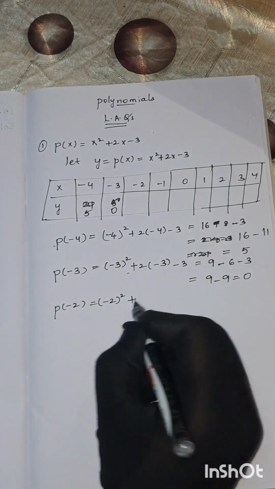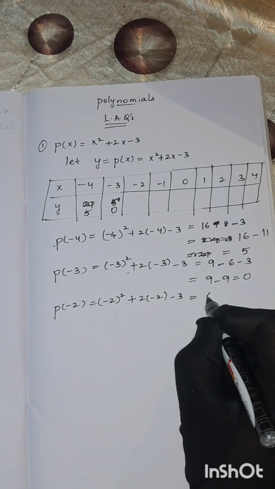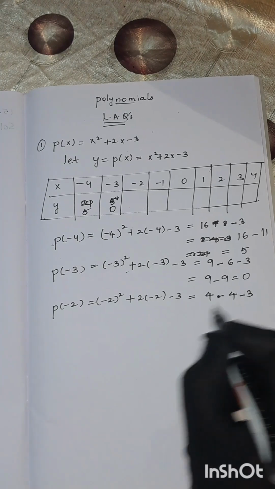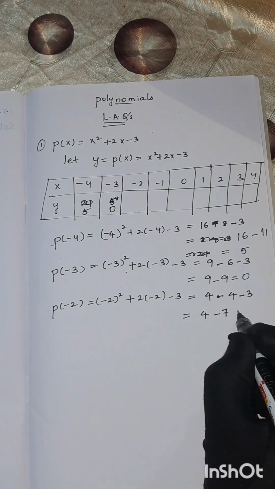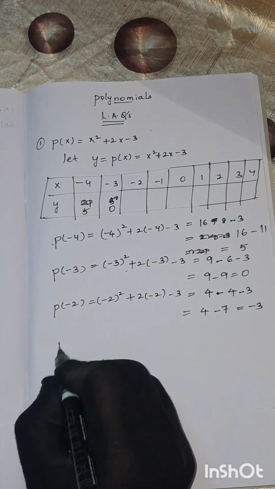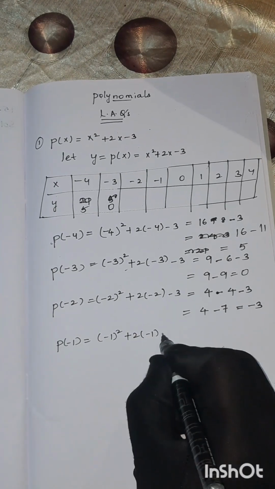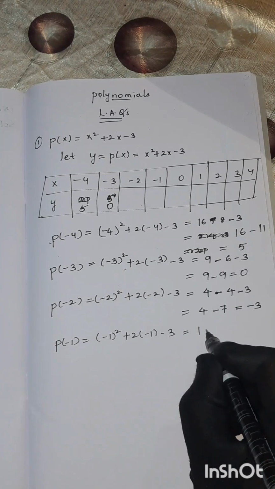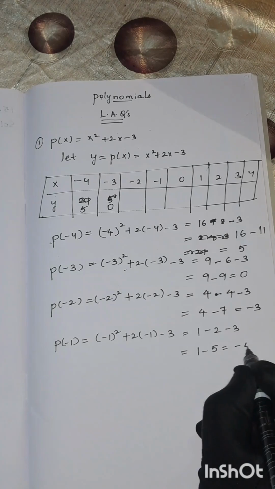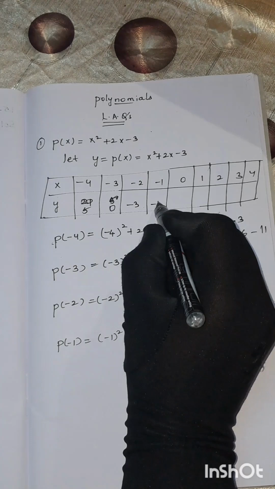Next, p of minus 2. Minus 2 whole square plus 2 of minus 2 minus 3. 2 2s is a 4. Minus into minus plus. Plus into minus minus. 2 2s is a 4 minus 3. So 4 minus 7. 4 minus 7 is how much? Minus 3. Next, p of minus 1. Minus 1 whole square plus 2 into minus 1 minus 3. 1 1s are 1. Plus into minus minus. 2 1s are 2 minus 3. So 1 minus 2 minus 3 is minus 5. So your answer is minus 4. So the value of p of minus 2 is what? Minus 3. And next is minus 4.